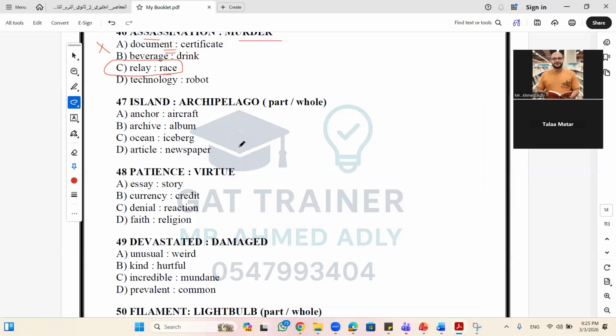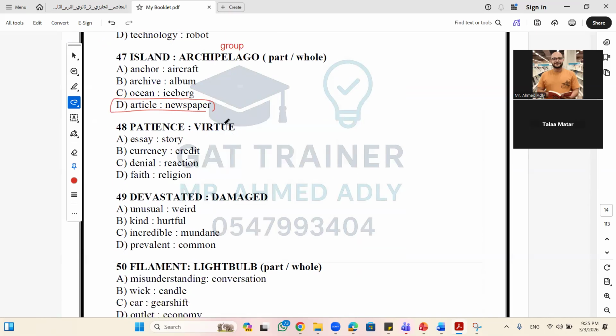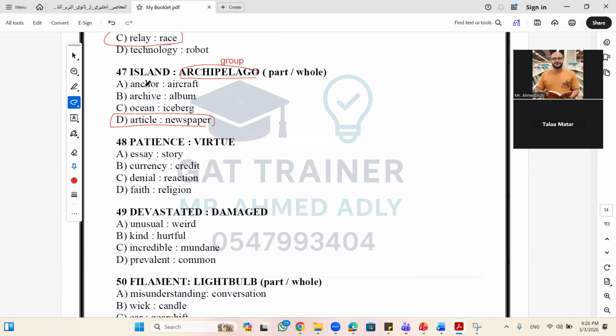Is it article in newspaper? So there, this is part of whole. Archipelago, this is a group of islands. Extensive group of islands. Right? Like a newspaper includes a bunch of articles. All right, so this is a whole and this is part.